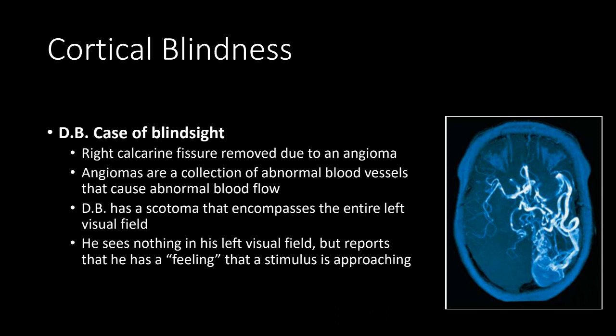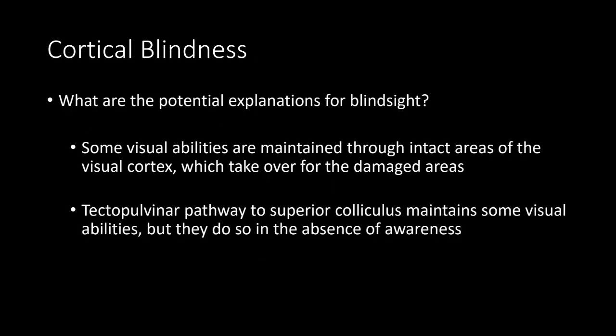So we will look at a brief explanation for this really weird phenomenon of blindsight, which is basically best summed up as unconscious visual processing. The person is not consciously aware of objects in their defective visual field, but they can still detect them with quite good accuracy. So what are some potential explanations for this? One is that some visual abilities are maintained through intact areas of the visual cortex, which may be taking over for those damaged areas.